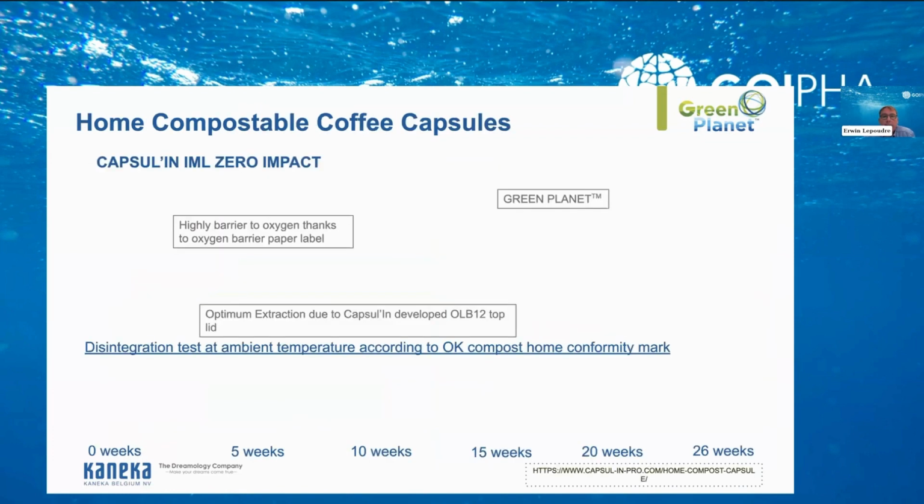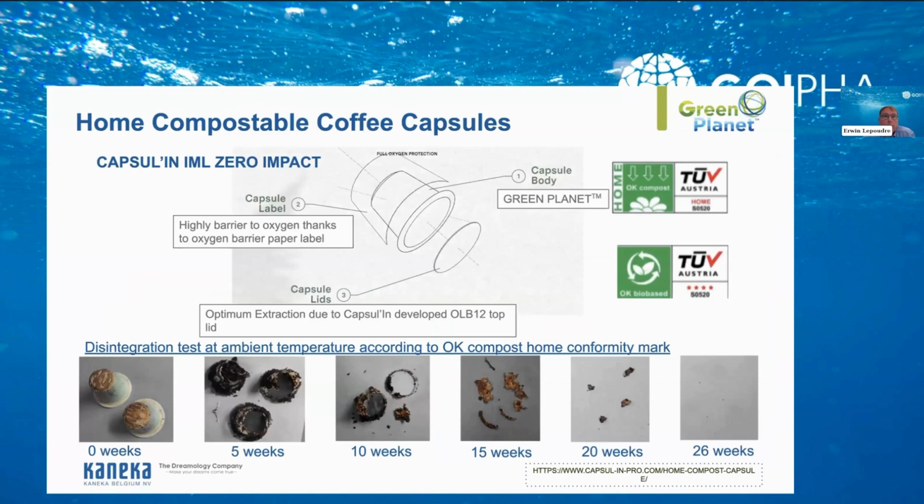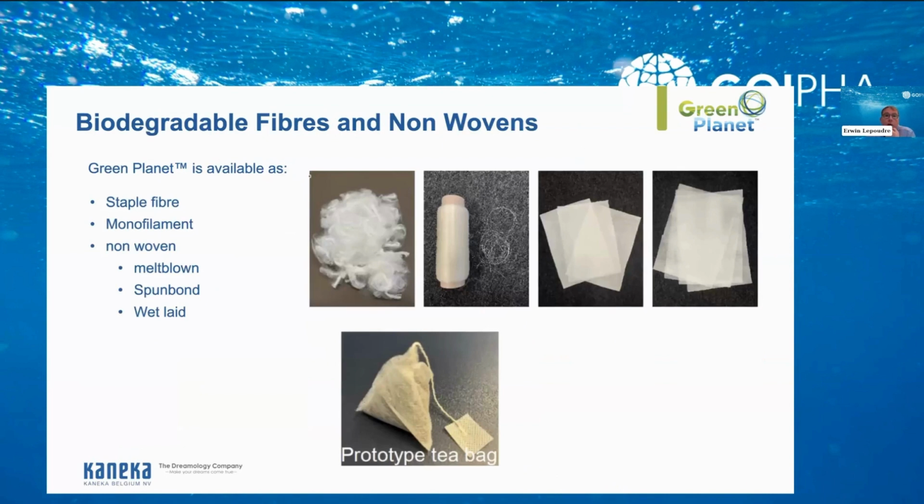Next one, please. And this could lead to even more complex structures where combinations of PHBH hard capsule with lids and labels could be used to develop home compostable coffee capsules, which are at the moment not mechanically recyclable, but could be recycled via organic recycling and composting. Next one, please.